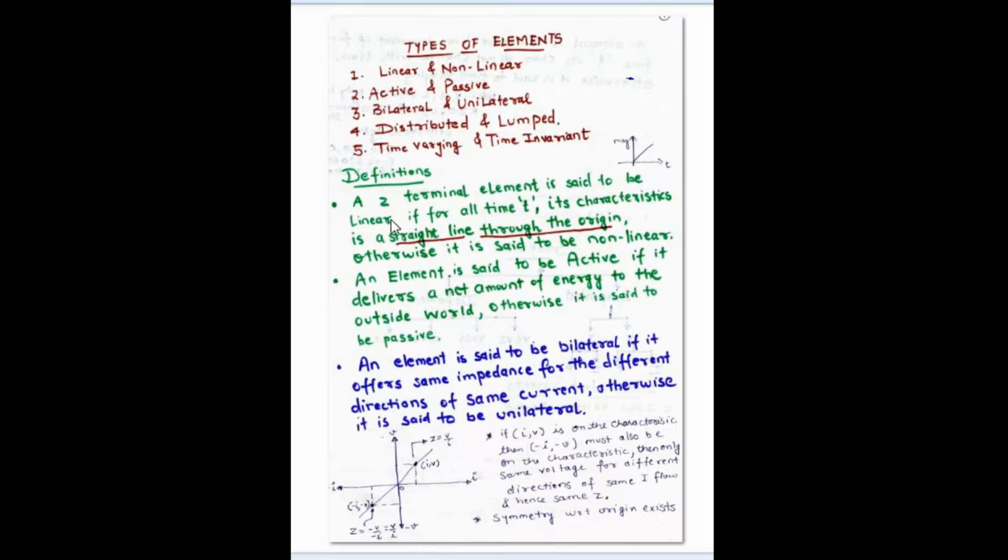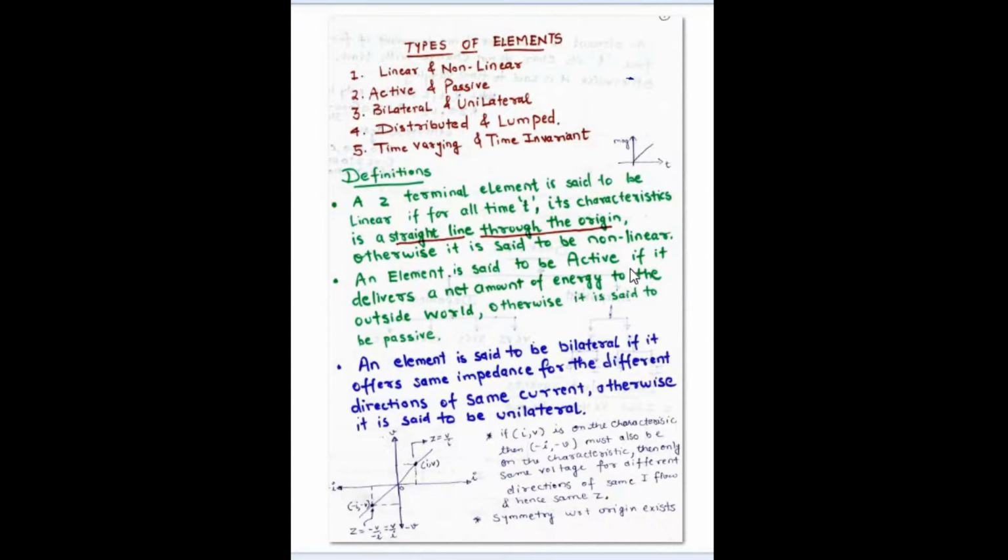A two-terminal element is said to be linear if for all time t its characteristic is a straight line through the origin. So it is shown like this: if for all time t its characteristic is a straight line passing through the origin, then it is linear, otherwise it is non-linear. So this is a very simple definition of linear and non-linear.